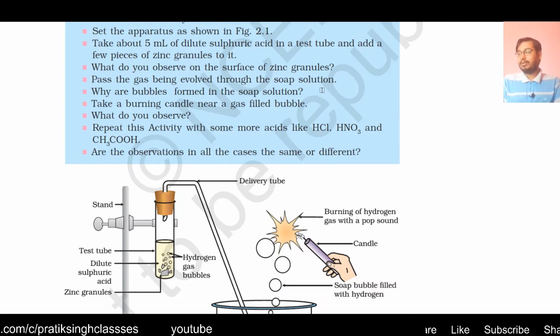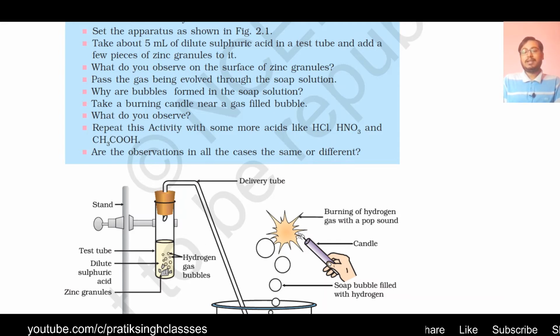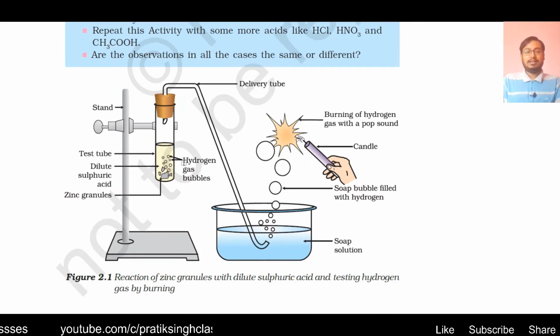It is just like soda water: when you pour soda water, you can see the bubbles coming from the bottom. The same thing will happen here: on the surface of the zinc granules some bubbles will stick, and when they become bigger they will come out and can be collected. Why is the gas being evolved passed through the soap solution? As you can see here, with the help of the delivery tube, the gas passes through the soap solution. Why soap solution? Because the soap solution will make bubbles, which can show that a gas is coming out.